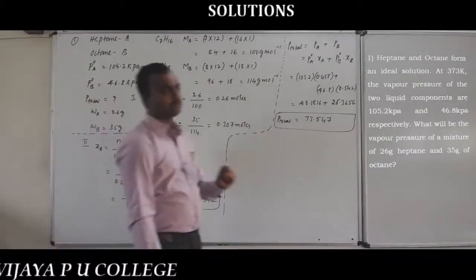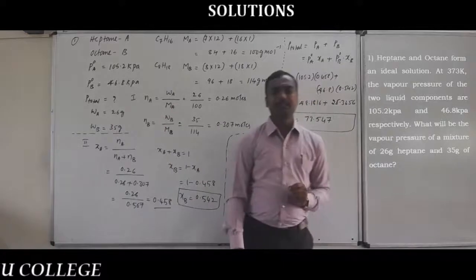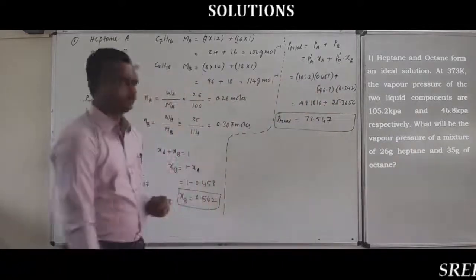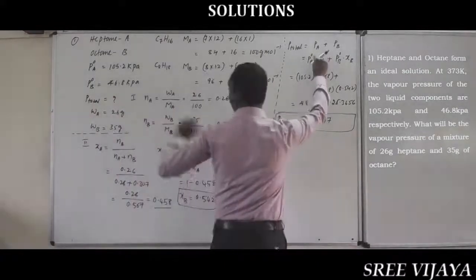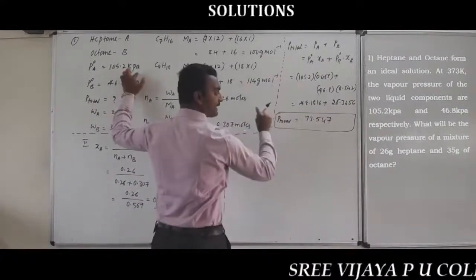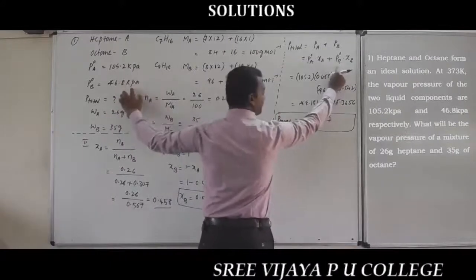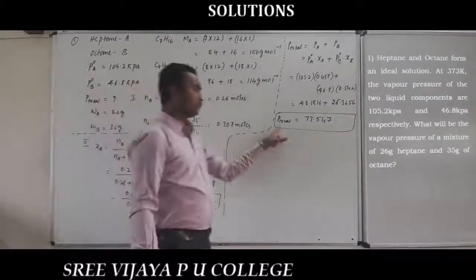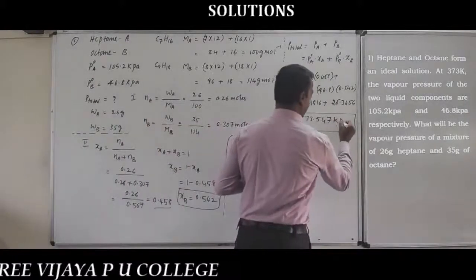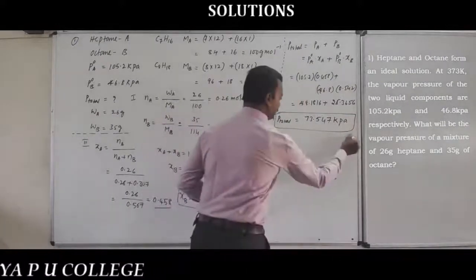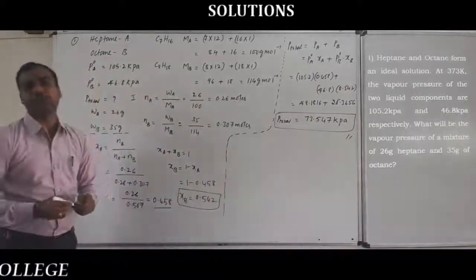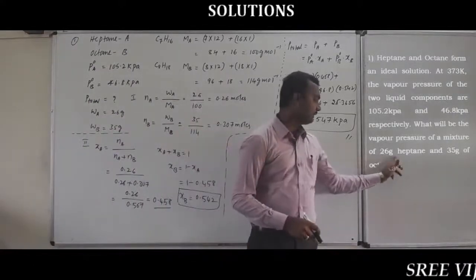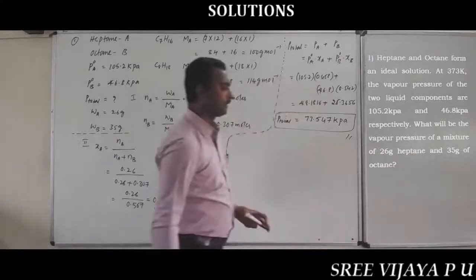That is the total vapor pressure. Total vapor pressure is nothing but the vapor pressure of the mixture, which is obtained by the mixing of 35 gram of octane and 26 gram of heptane. So here observe, P naught A is 105.2 kilopascal. It is kilopascal. P naught B is also in kilopascal. XA and XB, we have the mole fractions. Mole fractions have no unit. So therefore total vapor pressure is in the unit kilopascal. So that is the total vapor pressure of a solution or vapor pressure of a mixture which is obtained by the mixing of 26 gram of heptane and 35 gram of octane.